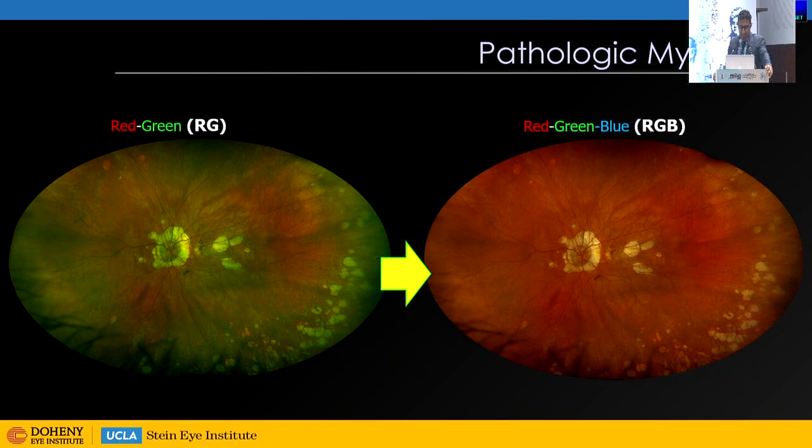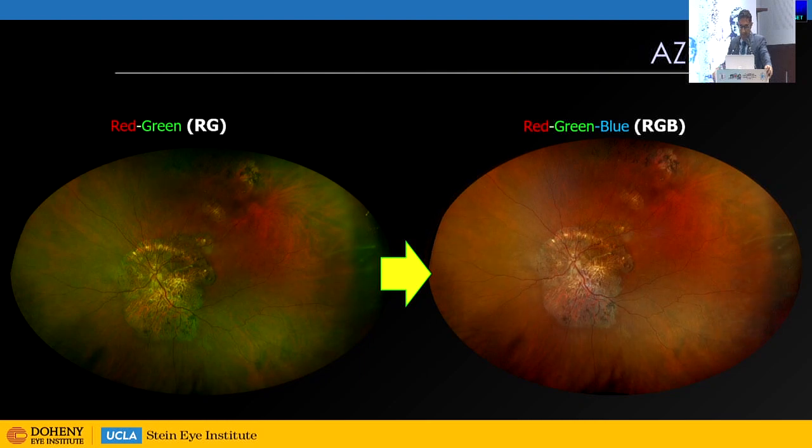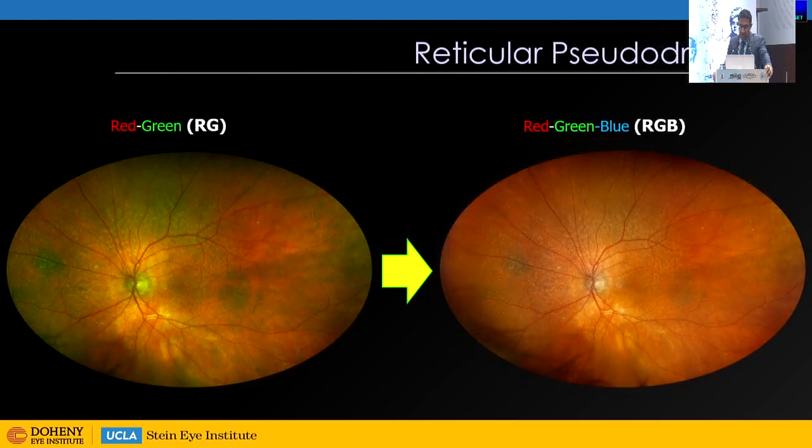Another patient with pathologic myopia, you can see the whitish coloration, so the bare sclera in the areas of patchy atrophy in this case. And here's an example of a patient with Azure who you can see the areas of depigmentation atrophy again more easily with the blue laser added.